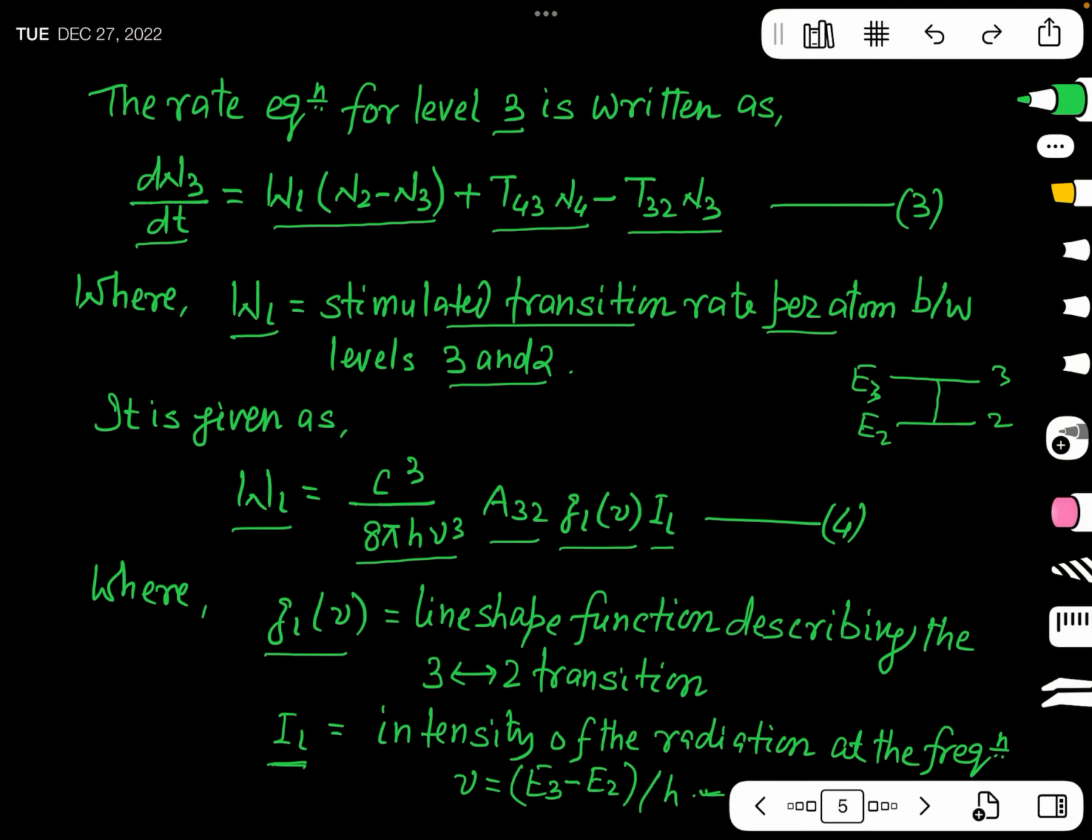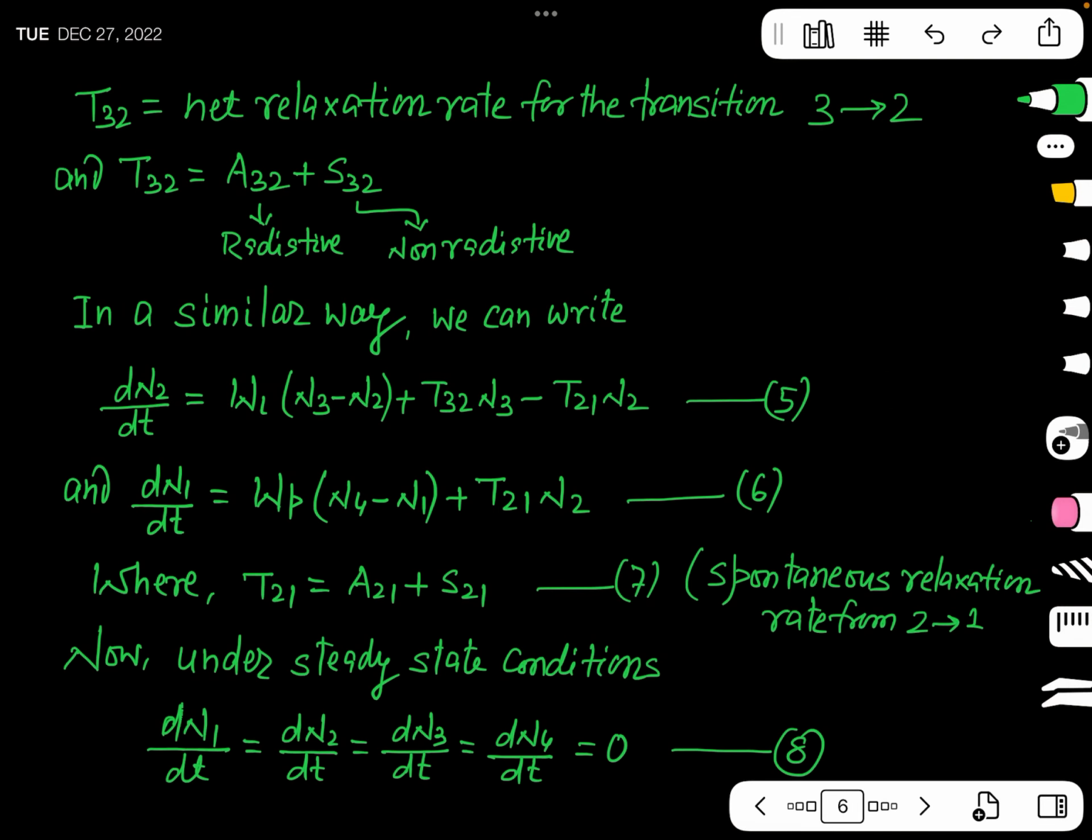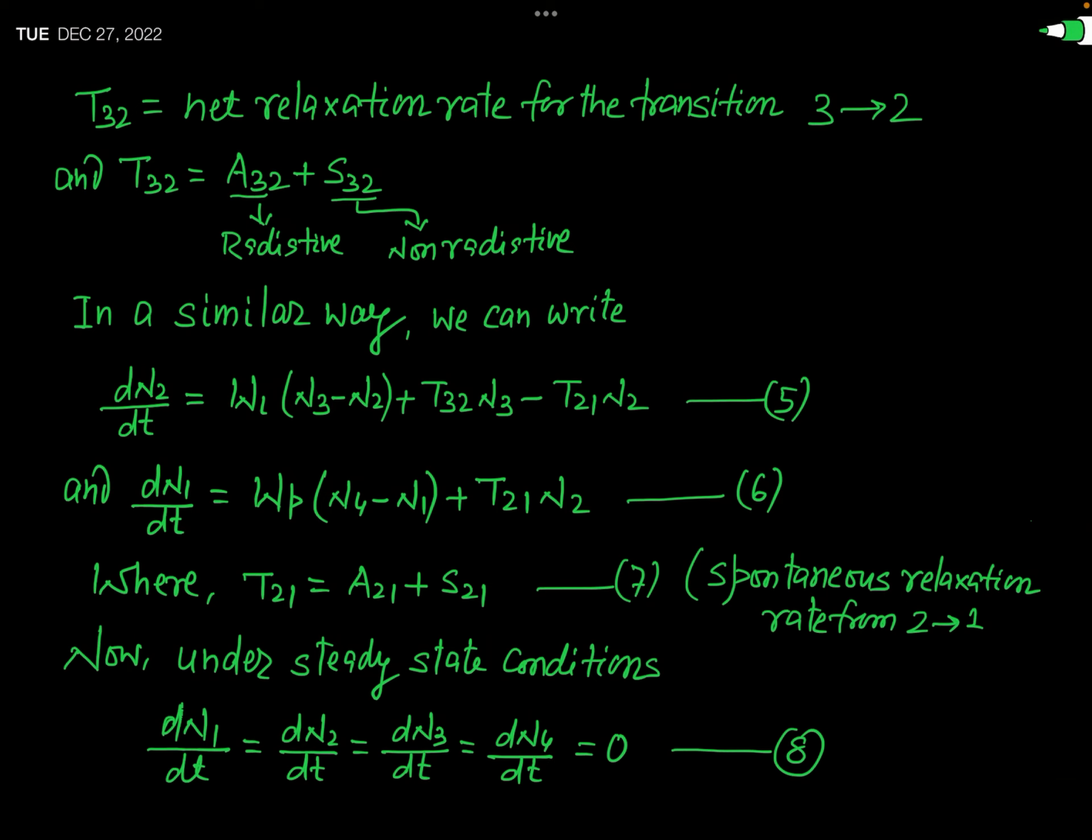Now again, this T32 is equal to A32 plus S32. A32 is the radiative part of this T32 and S32 is the non-radiative part. And T32 is the net relaxation rate, as you have seen earlier, for the transition between 3 and 2.